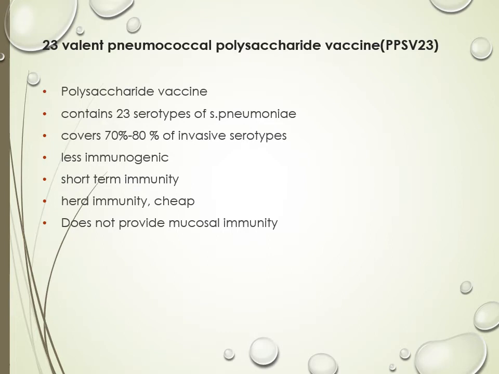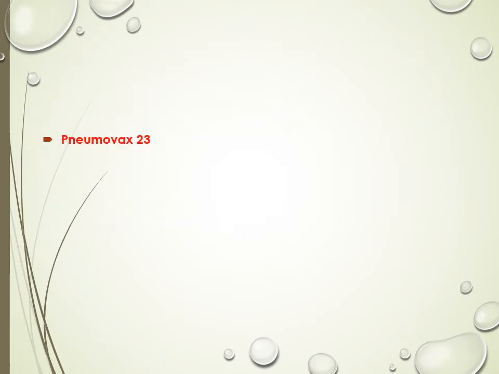It's cheap, but it does not provide mucosal immunity, that is, IgA antibodies are not produced. So that is the key point: it is a polysaccharide vaccine and does not provide mucosal immunity. It is less immunogenic. It comes with the name Pneumovax 23. It is indicated in those more than or equal to 65 years of age, or patients aged 19 to 64 with any risk factor. But it is not given in children, as it is less immunogenic, so it will not work properly.